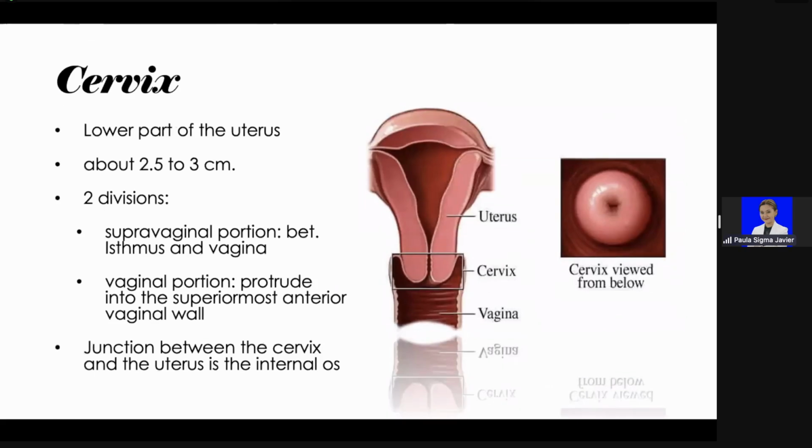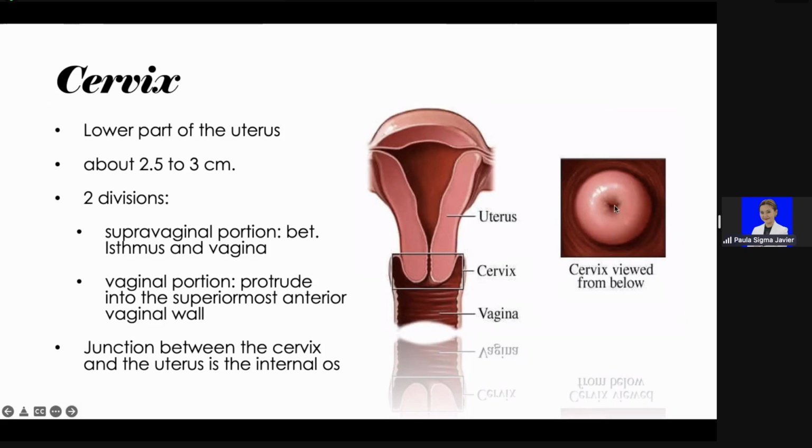So the cervix is the lower part of the uterus. Again, this is very important when assessing a pregnant patient. It is about 2.5 to 3 centimeters. It has two divisions. So the supravaginal portion between the isthmus and the vagina, and the vaginal portion that protrudes into the superiormost anterior vaginal wall. The junction between the cervix and the uterus is the internal os. So this is the cervix viewed from the vaginal canal.